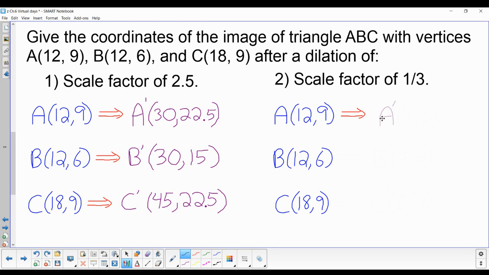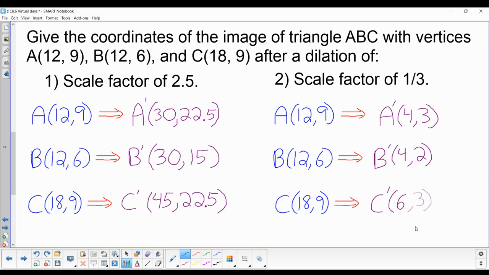So for the image of point A, 12 divided by 3 is 4, and 9 divided by 3 is 3, and that is the image of A. To find the image of B, I would do 12 divided by 3 is 4, and 6 divided by 3 is 2. And to find the image of C after a scale factor of 1/3, you multiply by 1/3, which is again like dividing by 3. The image of C is 18 divided by 3 is 6, and 9 divided by 3 is 3.